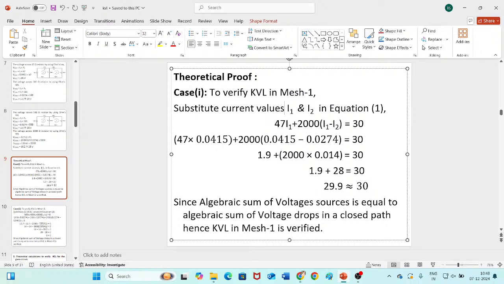Okay, so you may get more digits, which I have not considered here. After the decimal point you may get 4-5 digits. I have considered only 3 digits here, 0.014 I have considered.